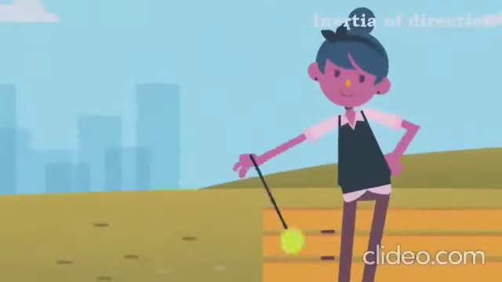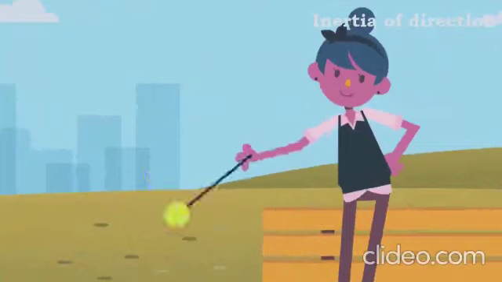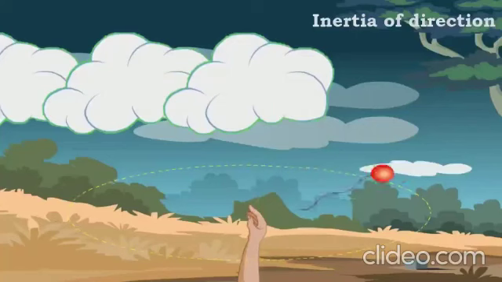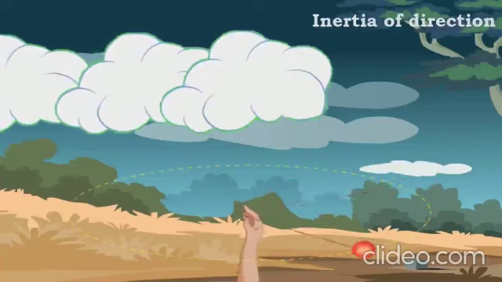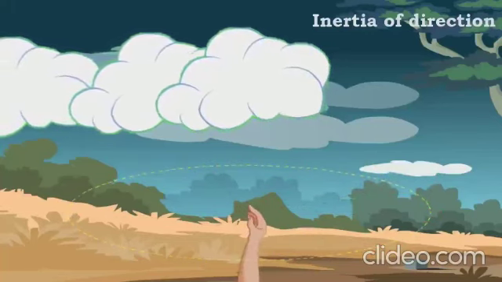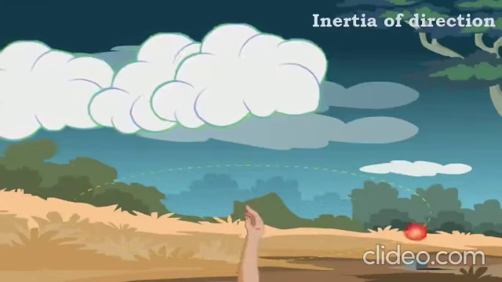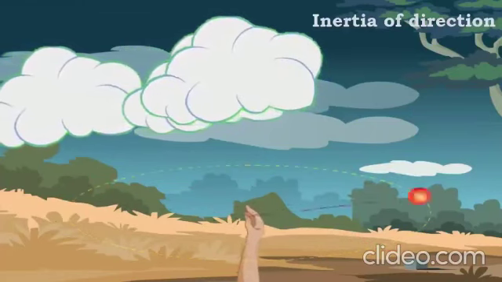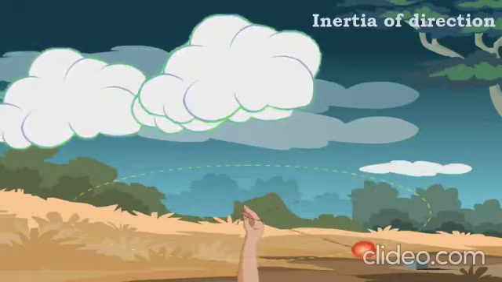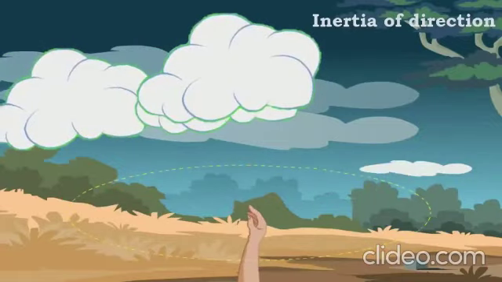When a stone tied to one end of a thread is moving rapidly in a circular path, and if the thread suddenly breaks, then the stone flies off along the tangent of the circle. The stone is unable to continue in the circular path because of the inertia of direction. The resistance of the body to change its direction of motion is called inertia of direction.